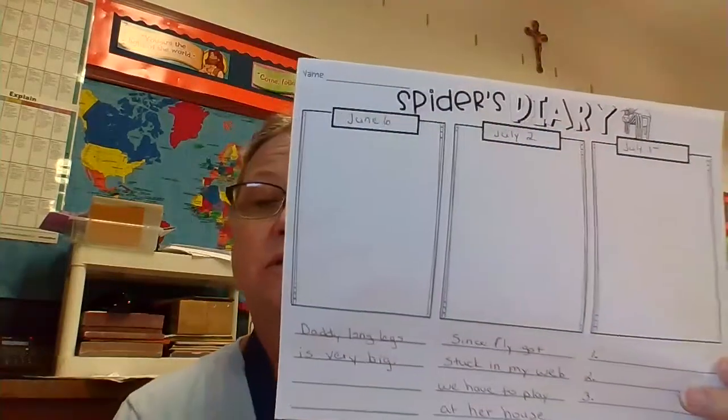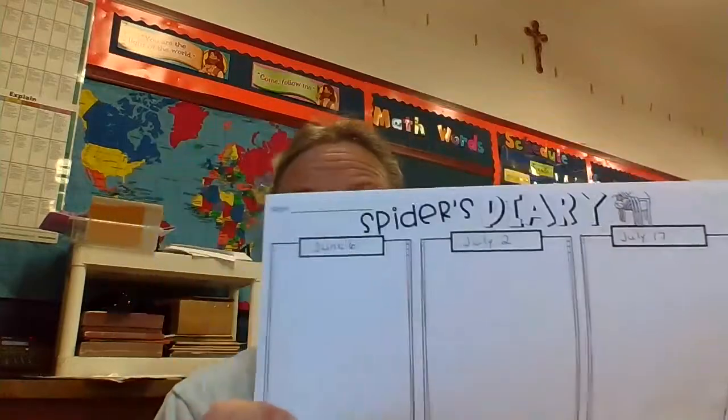Now, you can draw a picture of that, okay? You may pause and do your work, and then you may come back. Okay, we are on July the 17th, okay?